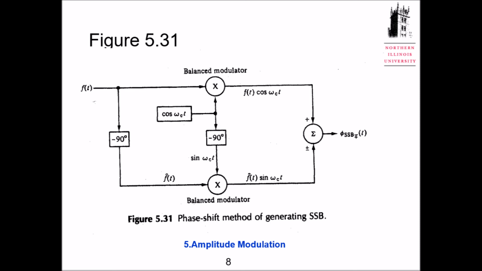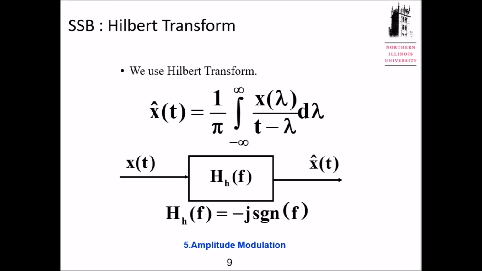Now we're going to talk about why there's the hat. We use the Hilbert transform to explain what's going on when you shift your signal space by 90 degrees. After you shift it, we call it x hat of t. This is the mathematical equation for how we get the Hilbert transform in the time domain.